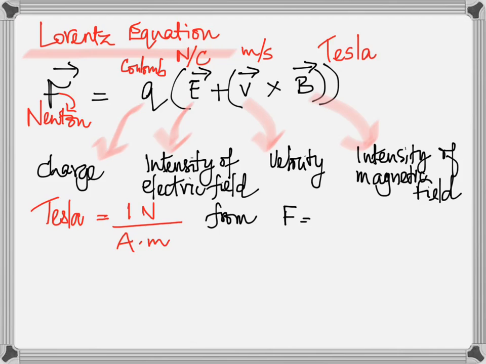Tesla can be written as 1 Newton by ampere meter from the formula F is equal to ILB, and rearranging you get B is F by I times L. So you get it as 1 Newton divided by ampere meter.